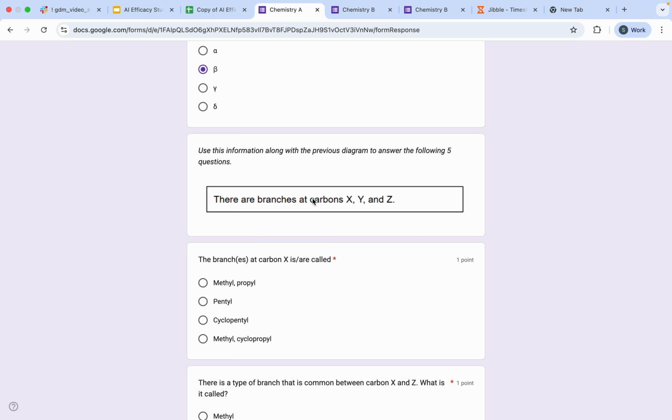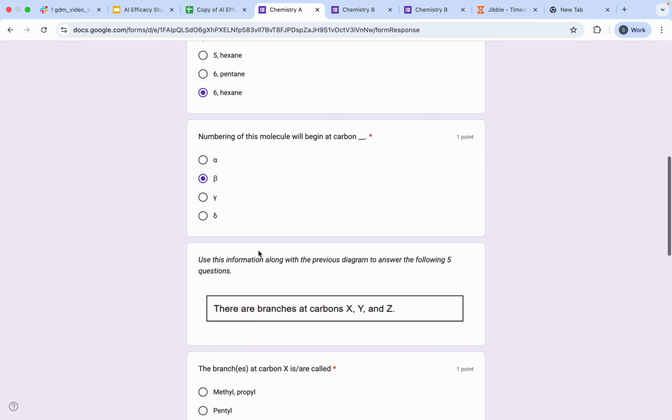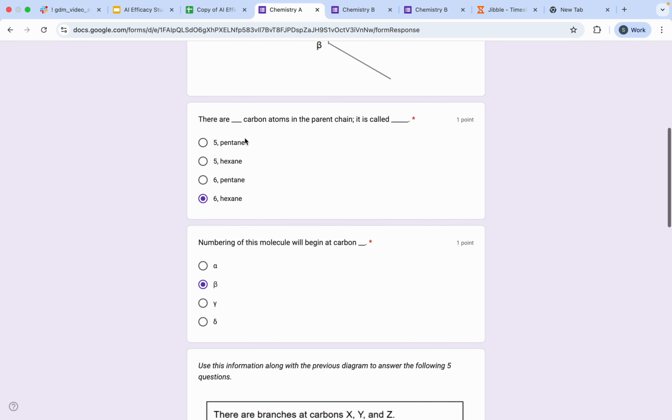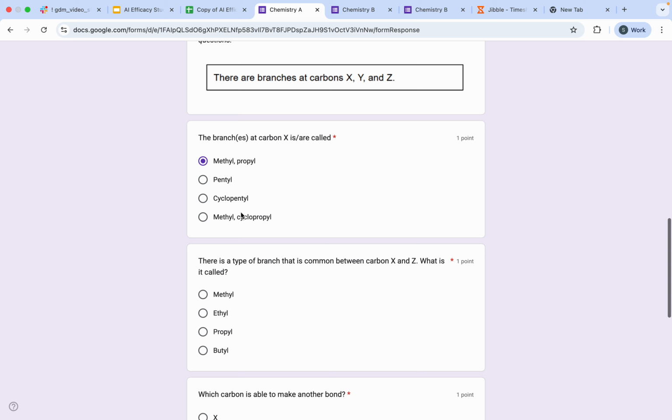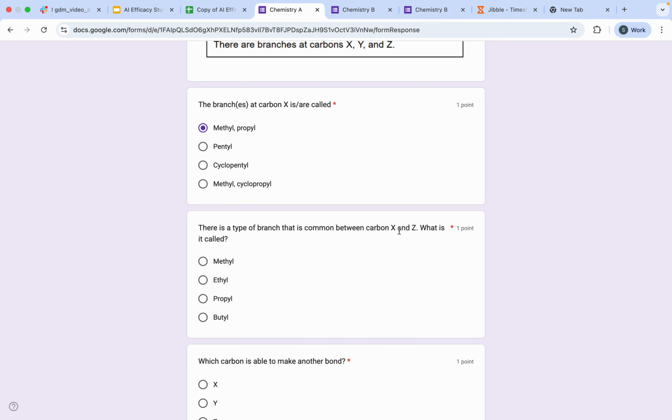So there are branches at carbons X, Y, and Z. So the branches at carbon X are called methyl and propyl. There is a type of branch that is common between carbon X and Z. What is it called?